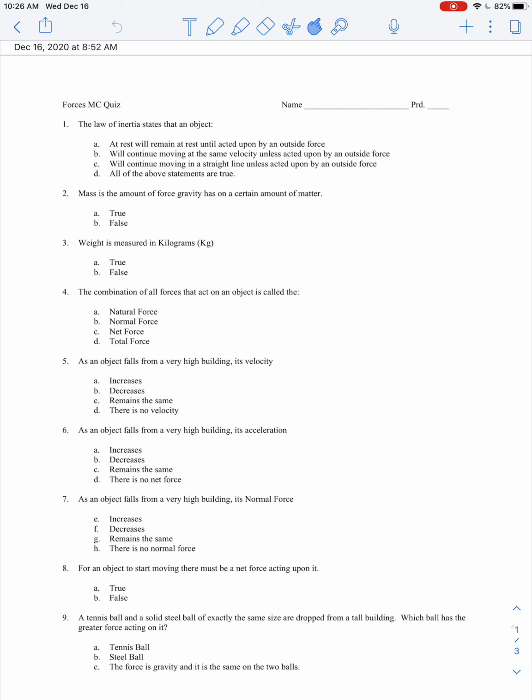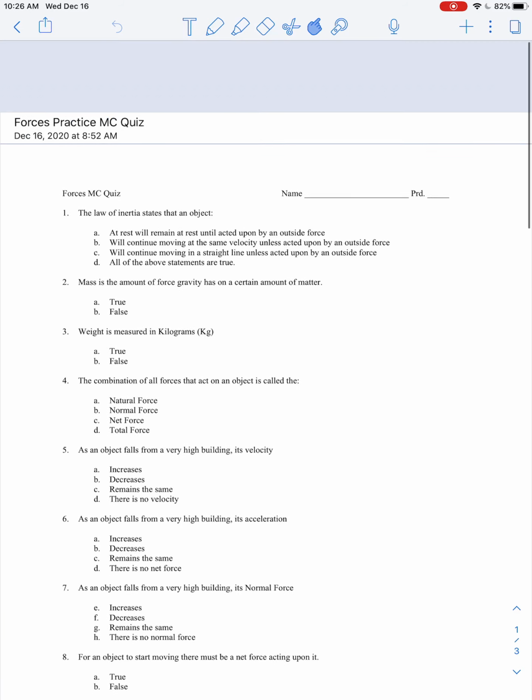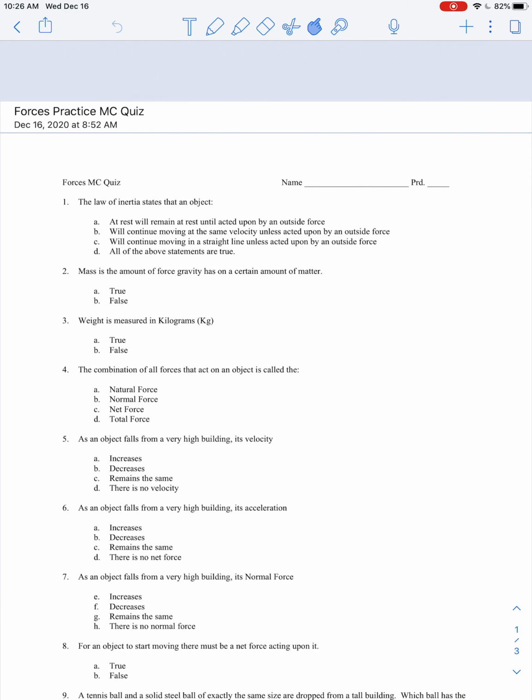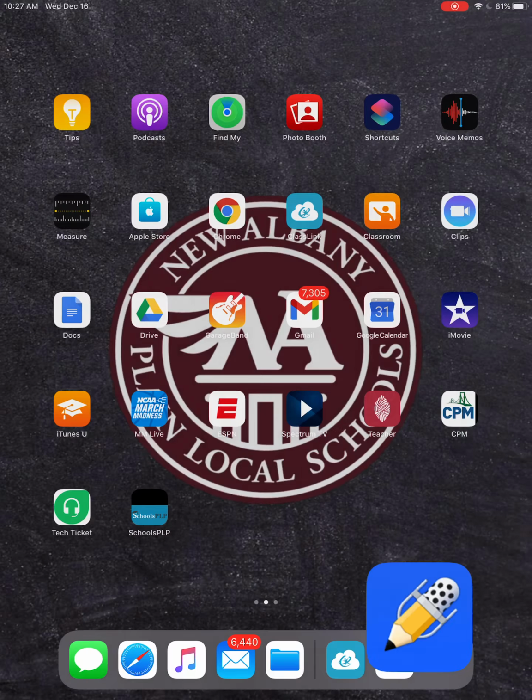I'm not trying to do it on purpose, but the test and this review, everything's not just completely copied and pasted. In addition to that, there'll be one question where I ask you to do an action-reaction force, and I will show you that problem here at the end. And then the last thing is you will want to check out in Schoology.